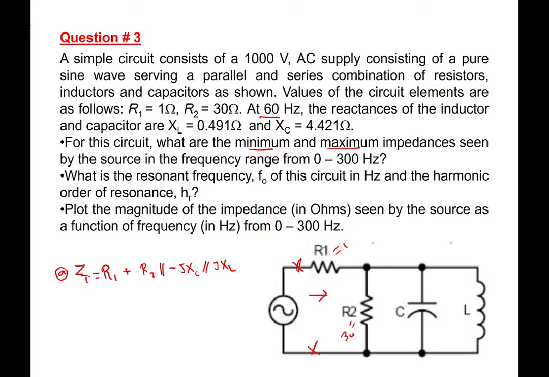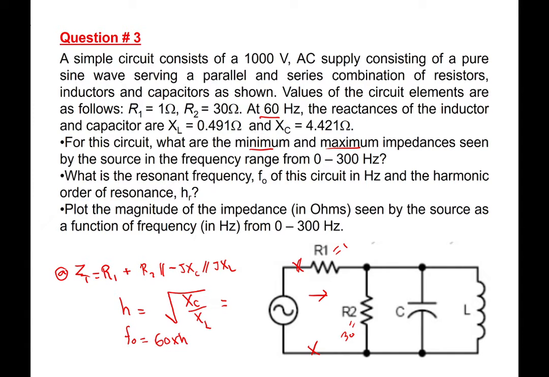Okay, this is with regard to the first part. Second part: what is the resonance frequency of the circuit and what will be the harmonic order of the resonance? Of course over here we have XL and we have XC, so we can calculate the harmonic order from XC over XL. Then we can calculate the resonance frequency. So it will be 60 Hertz times H, the harmonic order.